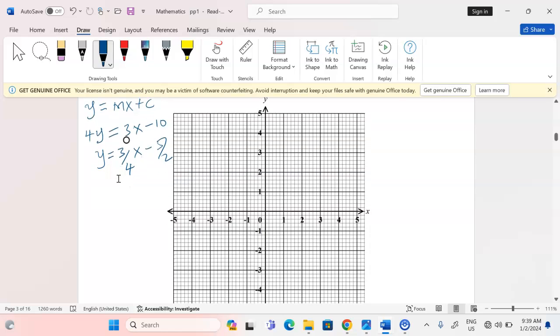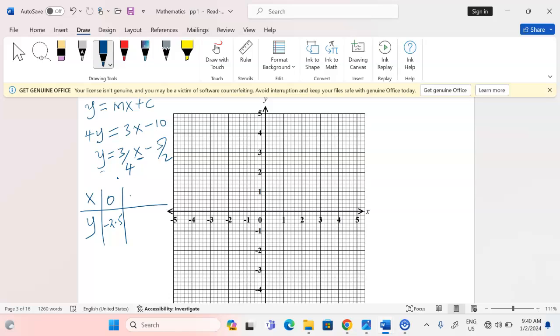Now if we start coming up with a table of values, then we need x and we need y. If we start at x equals 0, we substitute 0 in this equation. Wherever we have x, we substitute with 0, and we will find that y will be equal to, because this part becomes 0, negative 5 out of 2, which is negative 2.5.